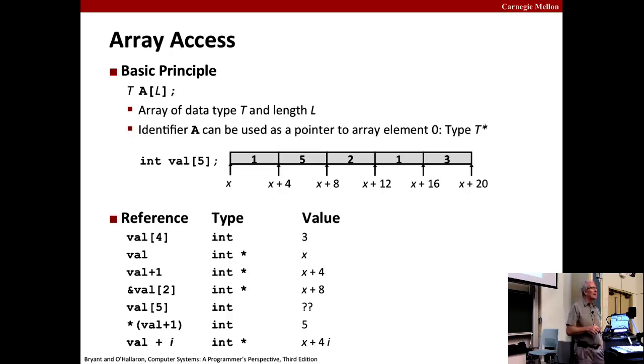Yes, question? Instead of IP plus 2, could we write 2 plus IP? And if that is the case, then how does it take? No, you can't write 2 plus IP.